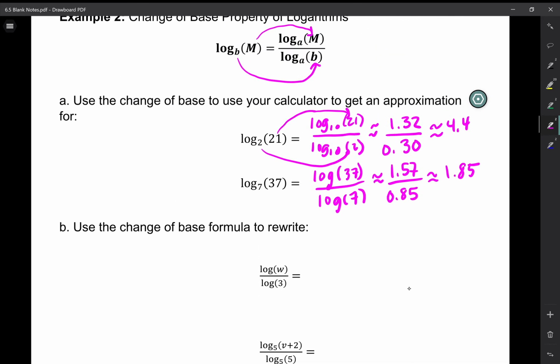In part B, we're going to use this change of base formula from right to left instead of from left to right. And the farther you get along in math, the more you'll come across situations where you use formulas both ways. It really depends on the context whether you go from left to right or right to left. In part A, we took one logarithm and made it into two to help us get approximations. Now we're taking two logarithms and putting them back into one.